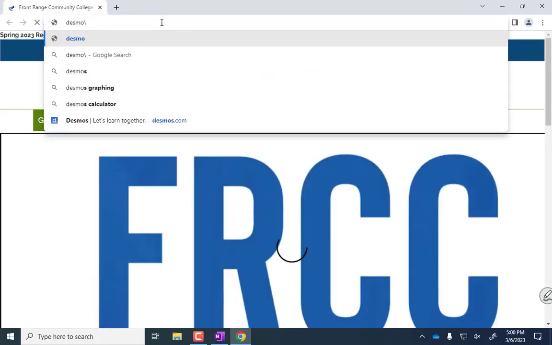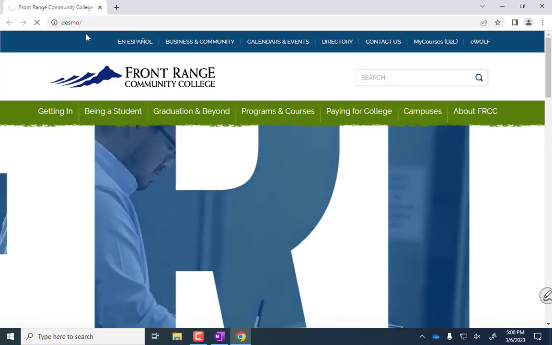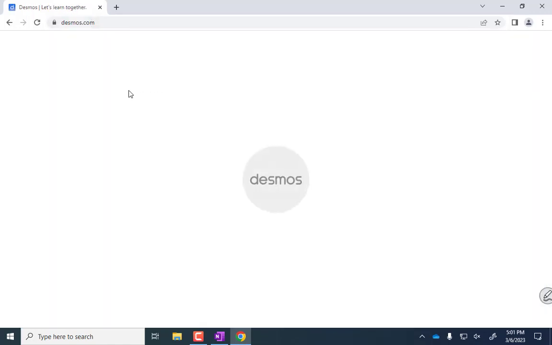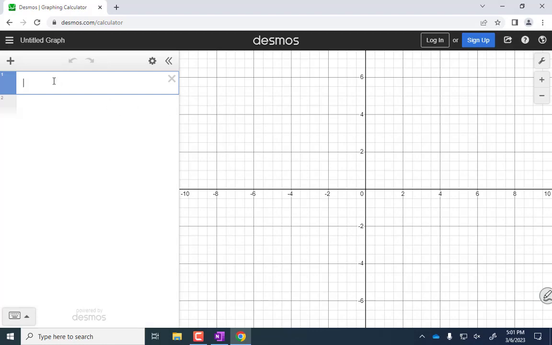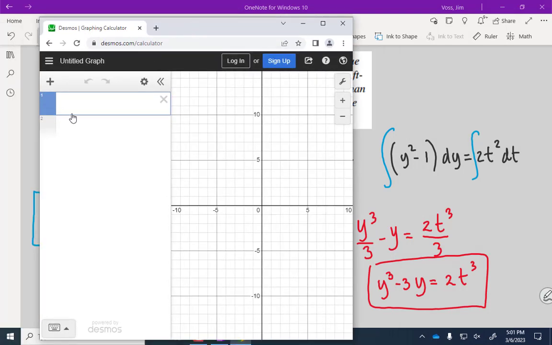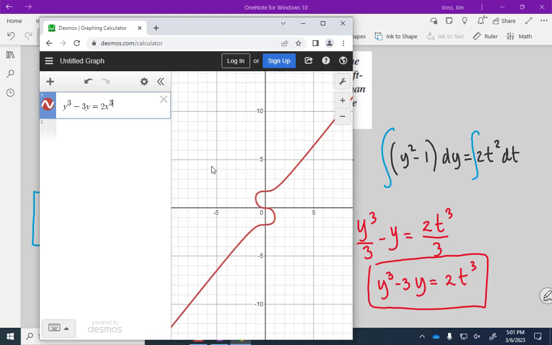So when we look at a graph of a function, or a graph, I shouldn't say a function, when we look at a graph of a curve, sometimes there are explicit functions built within it, but you can't write down their equations. And that's what's going to happen here. So if we graph this solution right here, y cubed minus 3y equals 2x cubed. There's the solution.